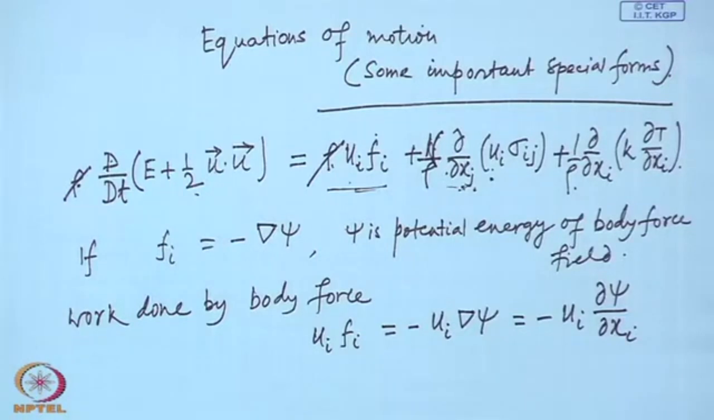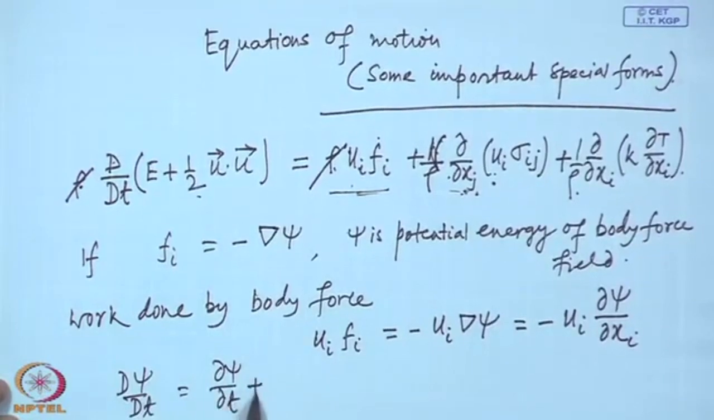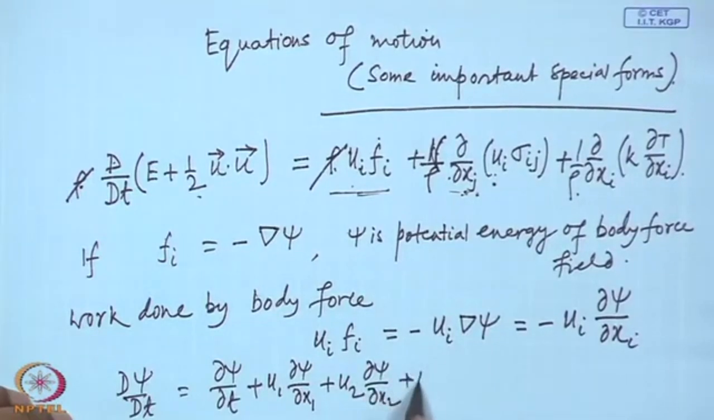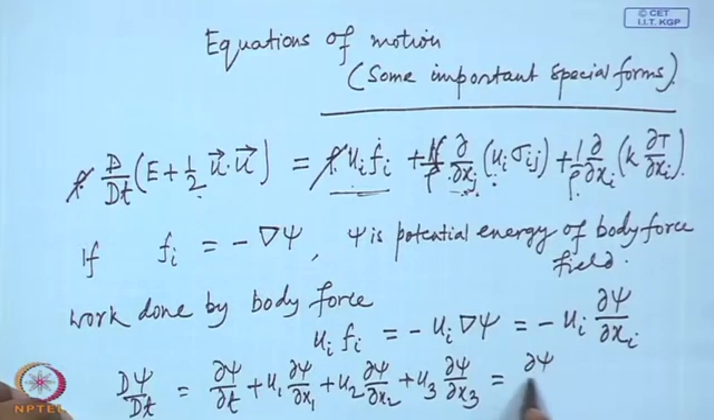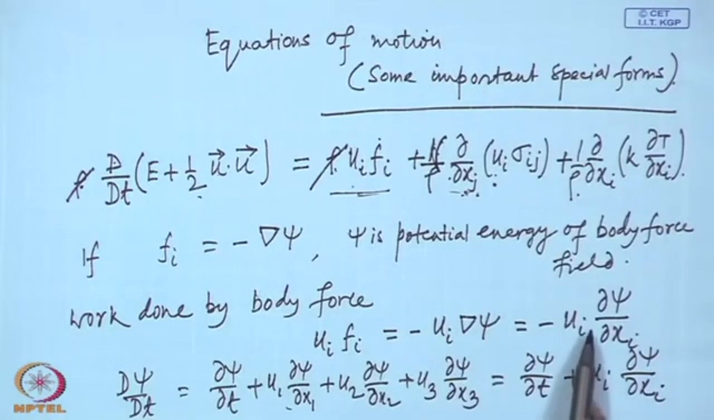Now, can you tell me what is the material derivative of psi? D psi d t, material derivative. D psi d t is what? d psi d t plus u_1 d psi d x_1 plus u_2 d psi d x_2 plus u_3 d psi d x_3, and this can be written as d psi d t plus these three terms together in our index notation, u_i d psi d x_i.